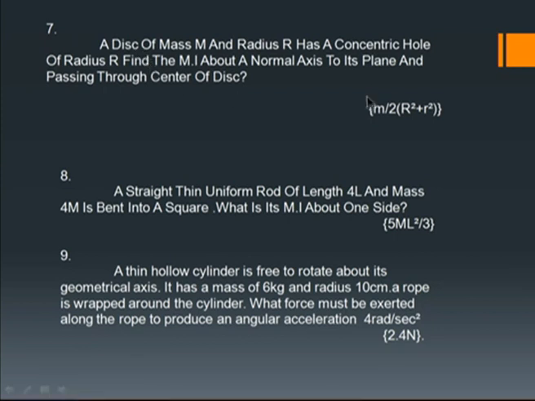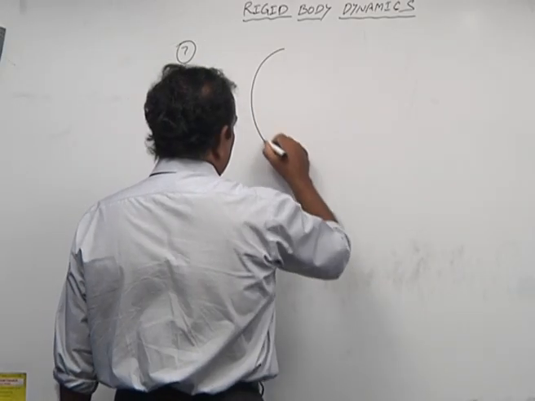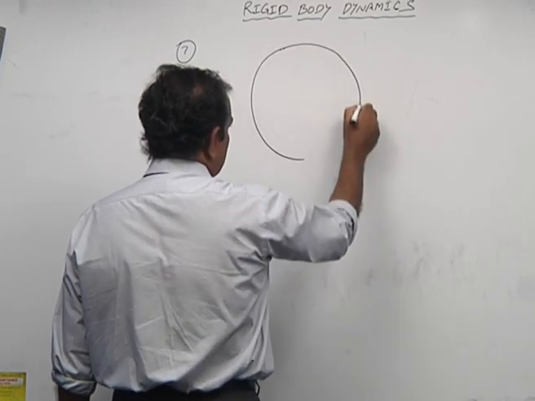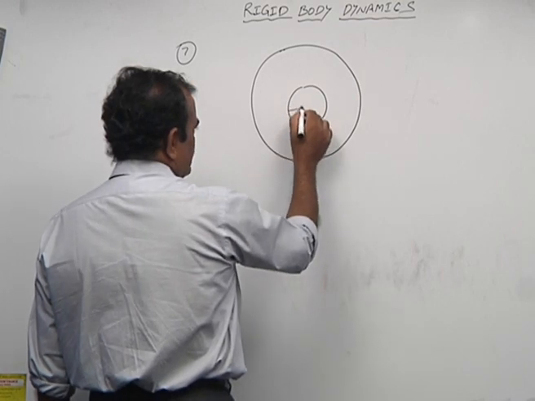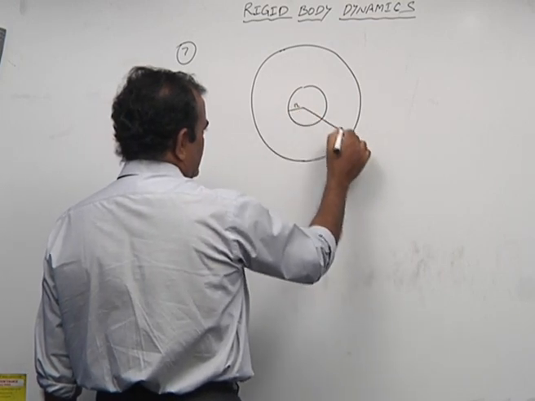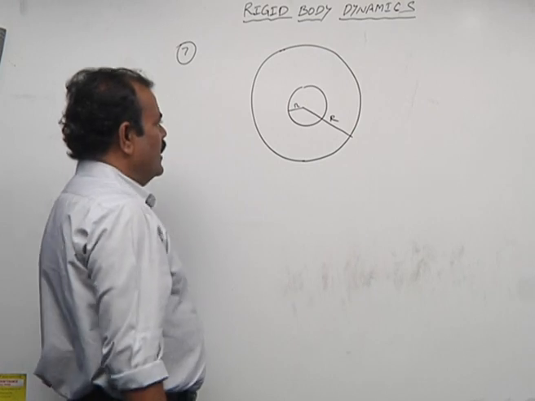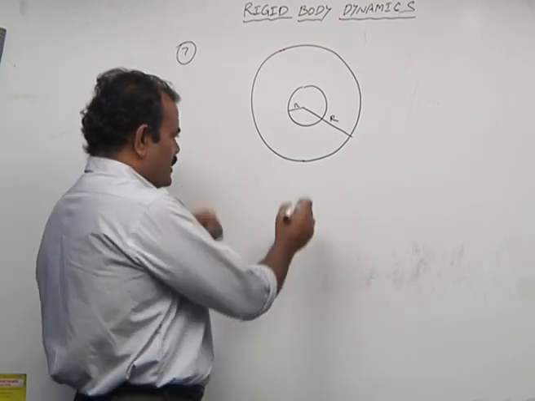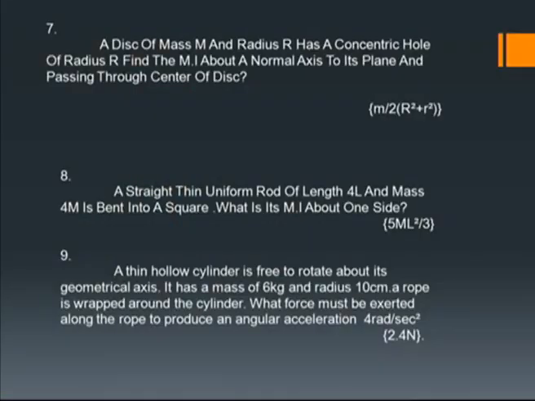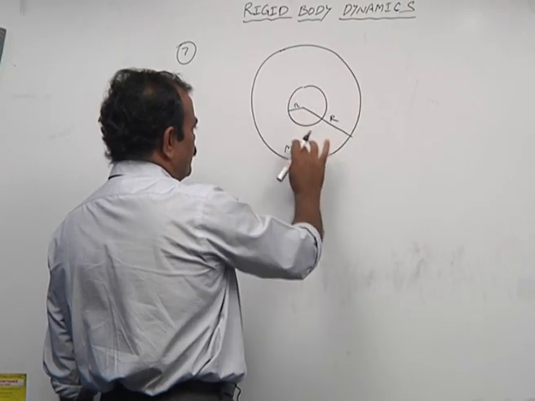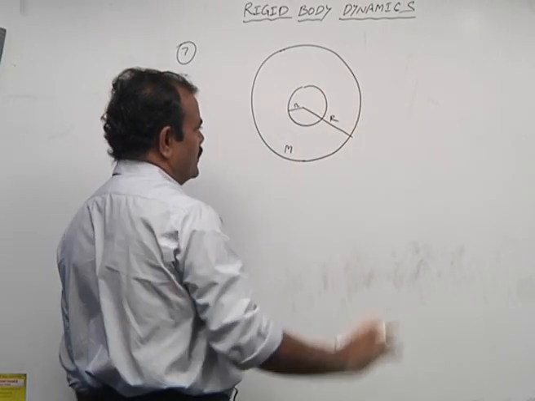and radius R, which has a concentric hole of radius capital R. Actually, it is not the capital R, it should be the small r. So the hole has radius small r, and the disk's radius is capital R. The mass of the remaining portion of the disk is capital M. The removed part is not included; only the remaining part has the mass capital M.